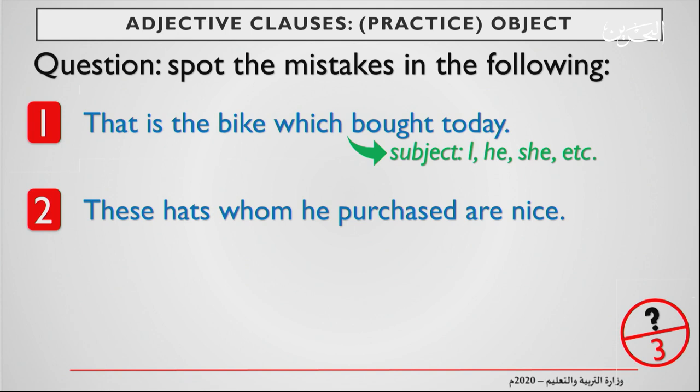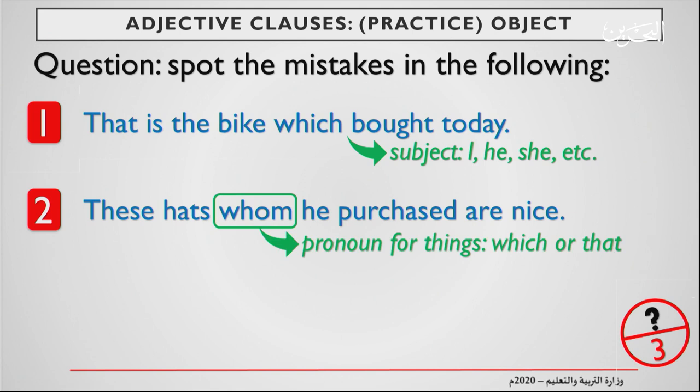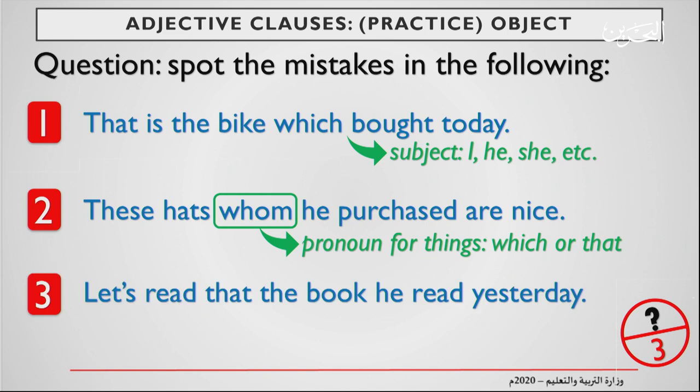All right, let's check. The answer is this. These hats, instead of whom, okay, it is missing a pronoun for things, like which or that. So I remove whom. I put the missing part, which is which or that. All right, 3. Let's read that, the book he read yesterday. All right, spot the mistake.